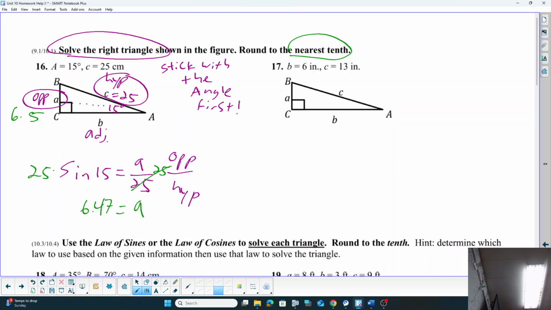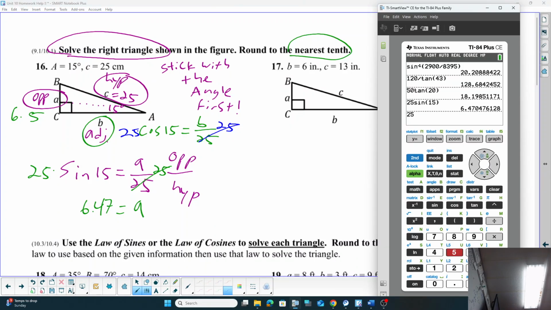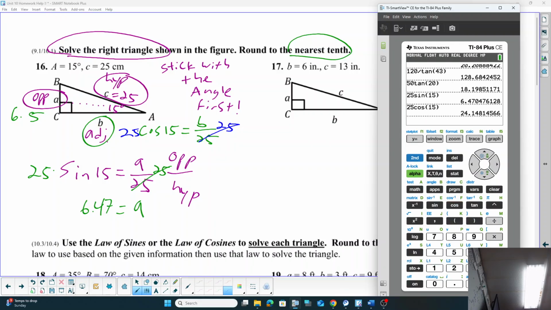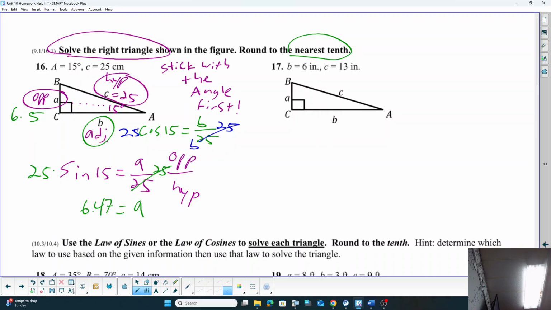Let's do B, which is adjacent, which is going to be the same exact thing, but it's going to be cosine. So cosine of 15 degrees is equal to adjacent, which is B, over hypotenuse 25. Now we'll just multiply by 25 to that side and plug that into our calculator. So 25 cosine 15 degrees, now doing cosine, gives us 24.14. So that's just going to give us 24.1.